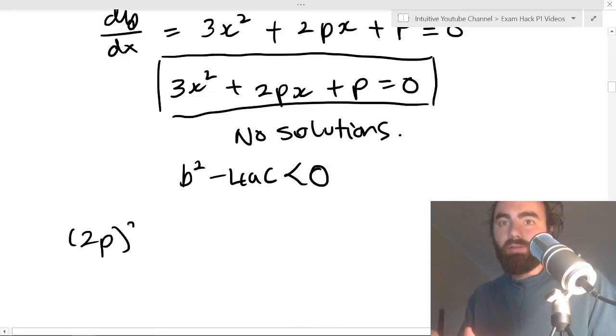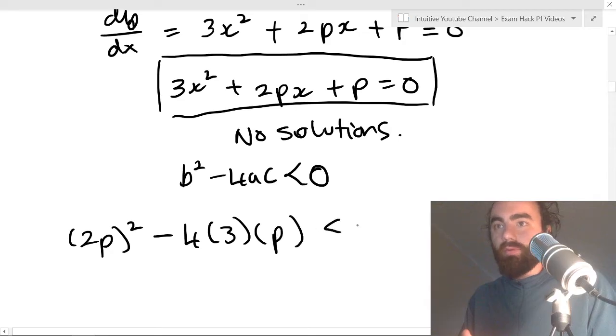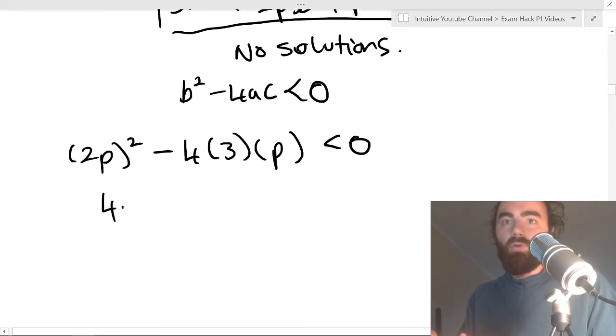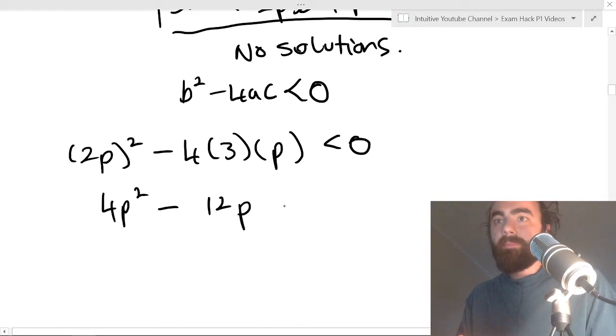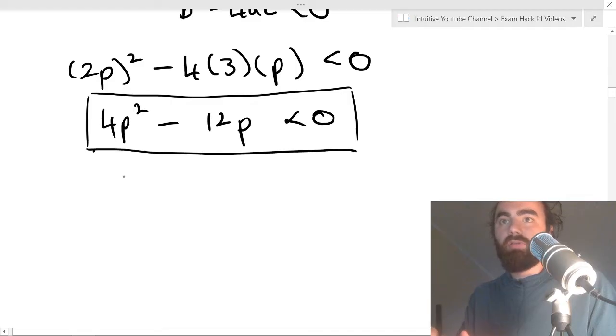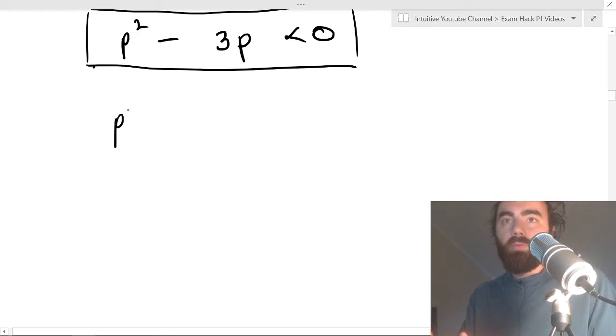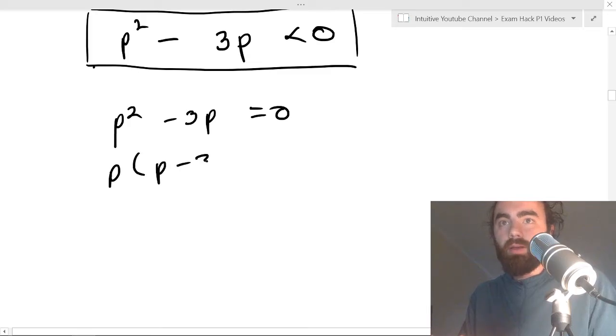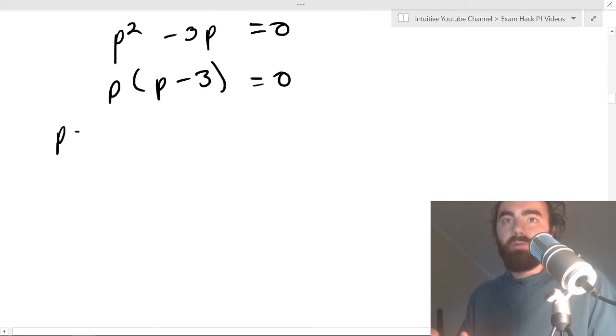So we get 2p squared minus 4a, which is our 3, times p. We want to know where that's less than 0. So that's 4p squared minus 12p is less than 0. So let's find out where the solutions to this are. Well, we can divide through by 4 to give us this. So let's find the solutions: p minus 3 equals 0. So we have solutions at p equals 0 and p equals 3.